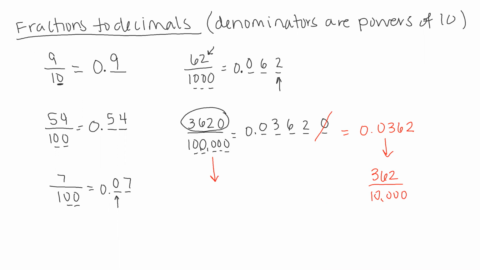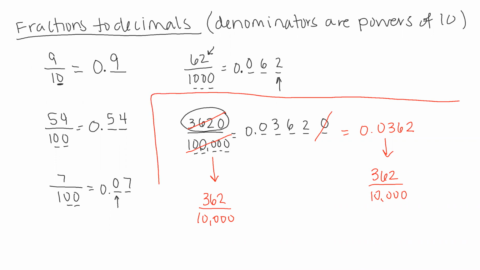Well, that's okay, because if numbers end in 0, they're both divisible by 10. So if I were to take this right here and reduce it, 3,620 divided by 10 is 362. 100,000 divided by 10 is 10,000. So this is a little bit trippy, but if a decimal ends in 0, it's the equivalent of a fraction not being reduced. So you can chop that 0 off at the end, and it reduces the decimal. It makes it into a reduced fraction to some degree.